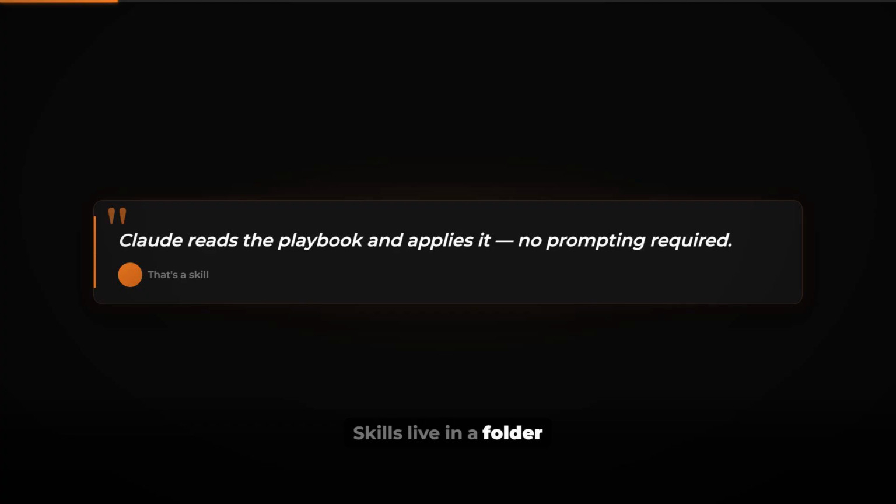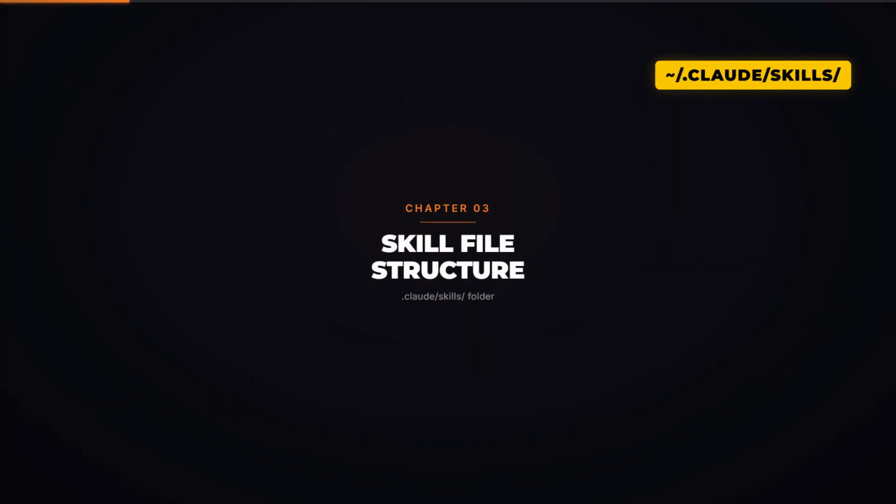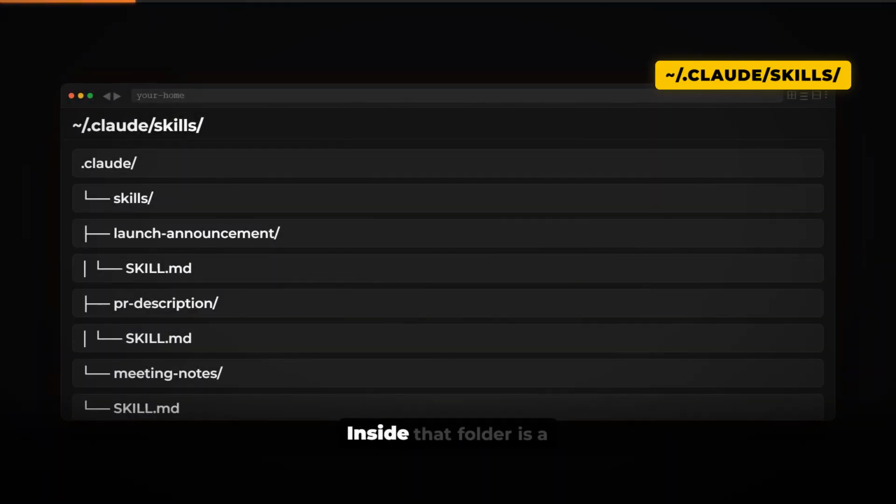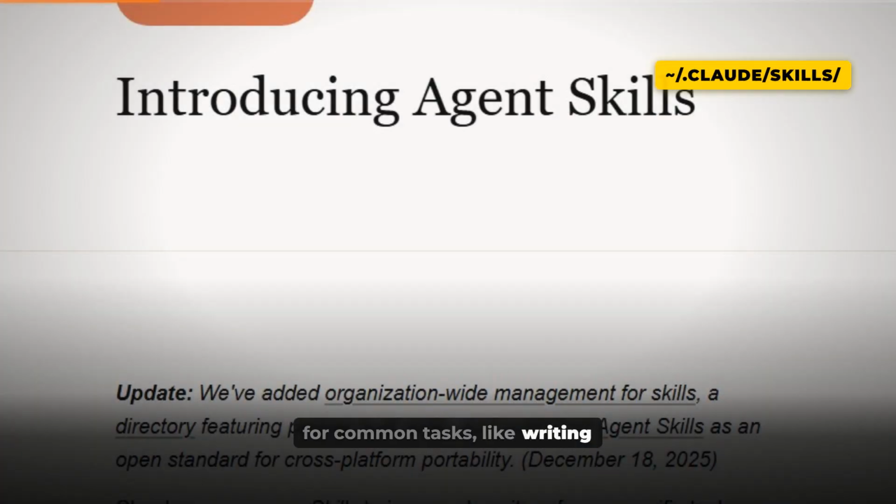Skills live in a folder called .claude/skills in your project or home directory. Each skill is a subfolder. Inside that folder is a single file called skill.md. That is where you write the instructions. Anthropic also ships official skills for common tasks like writing plans, security reviews, generating presentations, and more. You can install them with one click. Let me show you how to write a custom one.